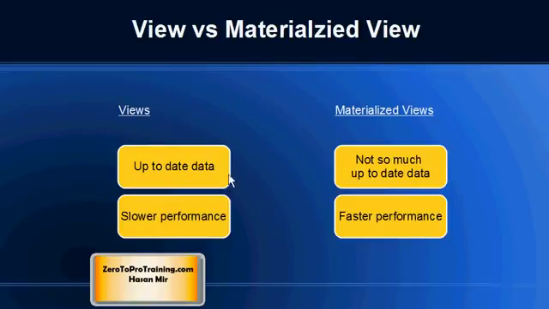A view basically gives you up-to-date data. This is the biggest advantage of a view, but it gives you slower performance for the reason I already explained, because every time you call a view, the underlying SQL is executed. So if you are joining multiple tables in a view, then every time the join statement will be called, and it will slow down the performance. In case of a materialized view, the data is not so much up to date because there's a lag, and you can control the refresh rate. However, the performance is much faster.